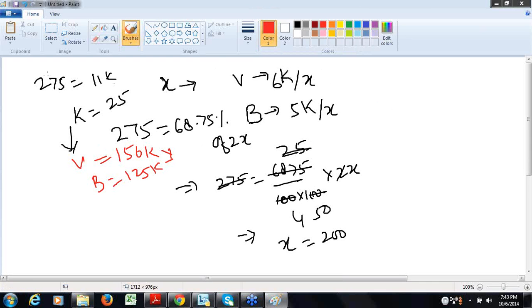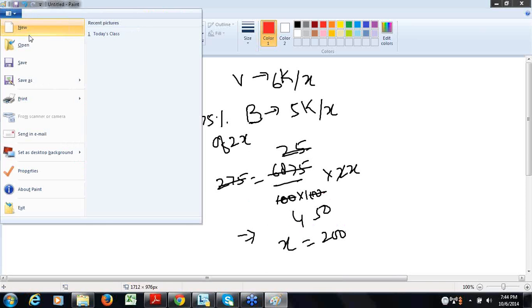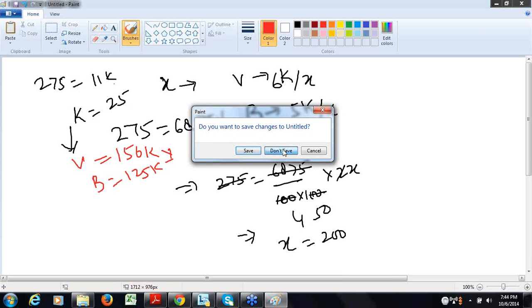So we can solve this this way as well, but that is not needed. Here you can directly substitute 275 as 68.75% of double the maximum marks, because it's a combination of Vinod and Basu. So we'll solve and we'll get x as 200. So maximum marks is 200.